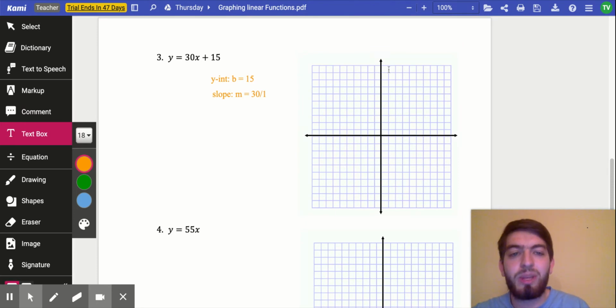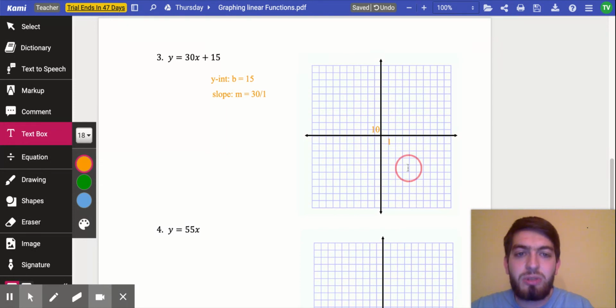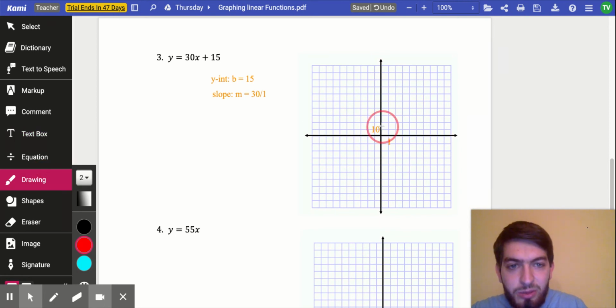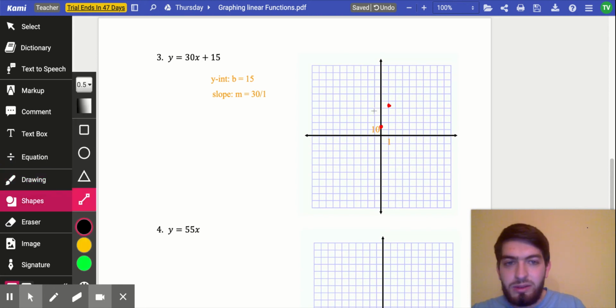And one good way to do that would be to count on our axes by 10 on the y-axis and just 1 on the x-axis. That way I can put on my graph 15 right between 10 and 20, and I can go up 10, 20, 30 over 1. This puts me at when x is 1, y is 10, 20, 30, 45. When x is 1, y is 45. That's because we started at 15 and went up 30 over 1. So let's just draw that line in.